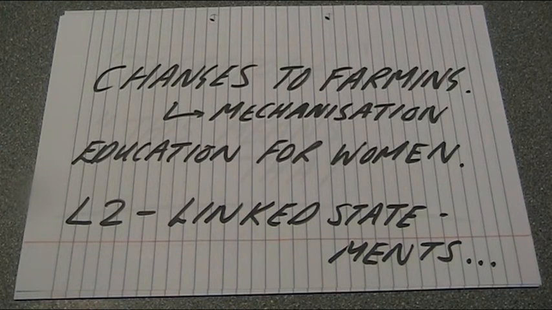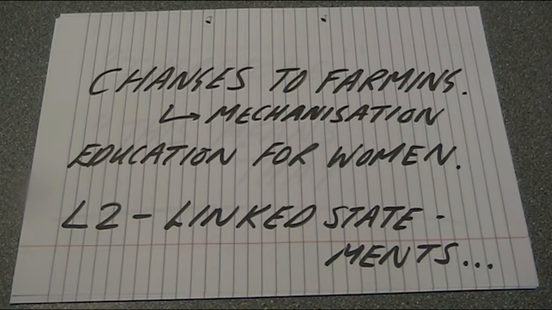Now when we're talking about changes to farming, we're talking about mechanisation. So basically no longer do they do farming by hand. They now use tractors and lots of modern technologies in order to make sure that they can produce as many crops as possible. Now obviously that means that less people are needed in order to farm the land, which might mean that birth rates will fall because less people are needed and less people are required to work.